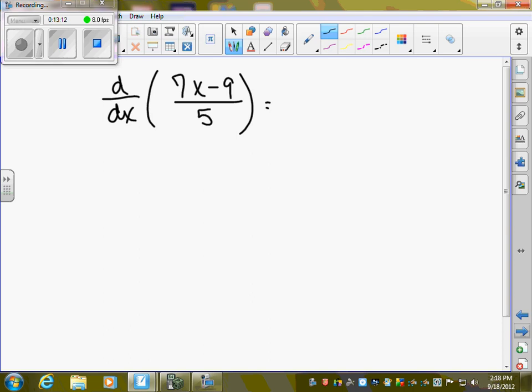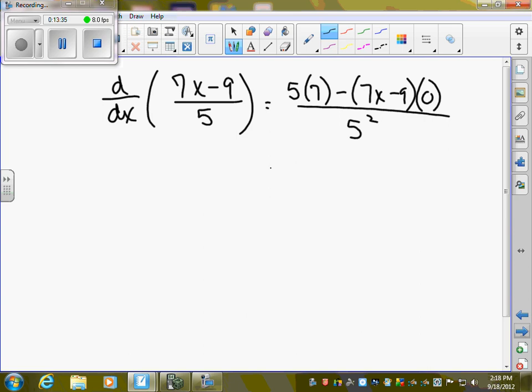If I look at doing it as a Ho Hi problem, it's going to go like this. Ho, 5. D Hi, the derivative of 7x minus 9, 7. Minus Hi, 7x minus 9, d Ho. But the derivative of the bottom, 5, is 0, over Ho. So that's going to be 0. 7 times 5 is going to be 35 over 25. But then I can simplify that. Those are both divisible by 5, and I get 7/5.